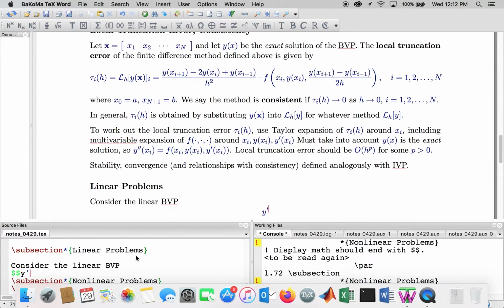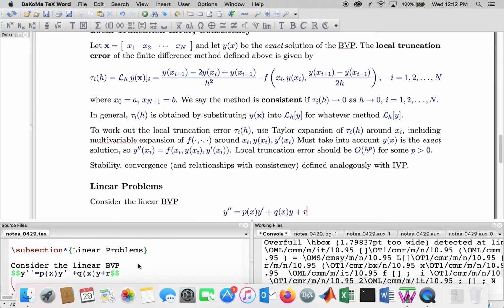So we have y double prime is equal to some function p of x times y prime plus q of x times y plus r, with the same boundary conditions.